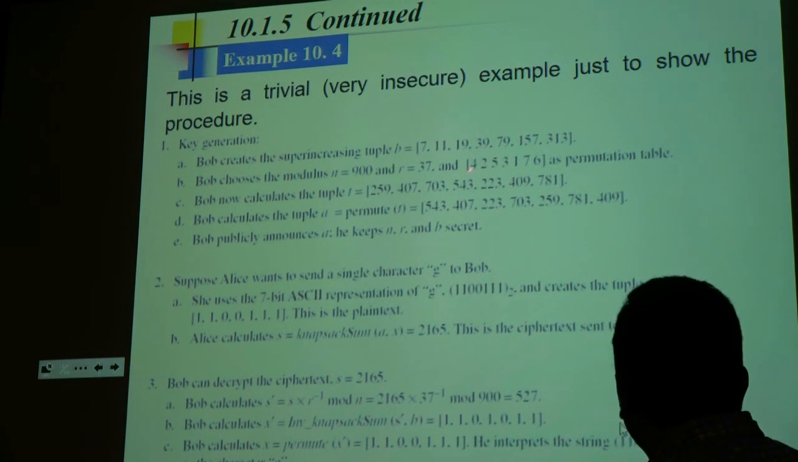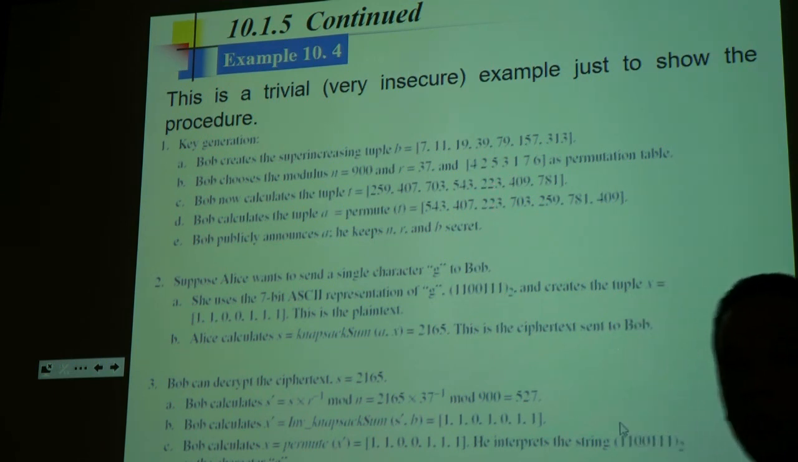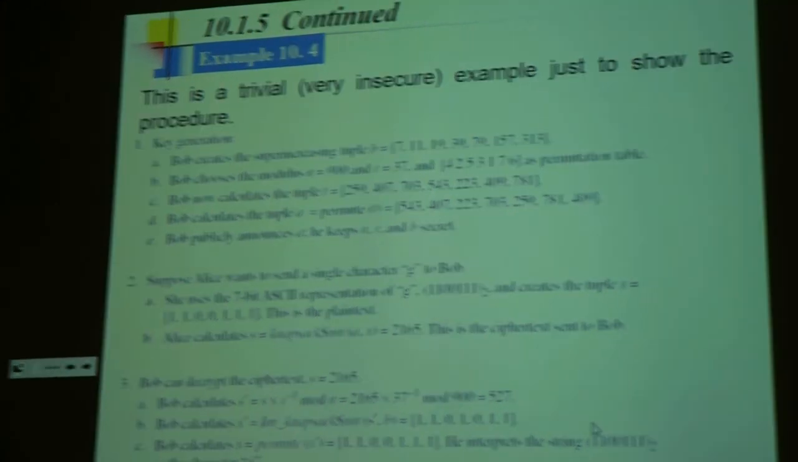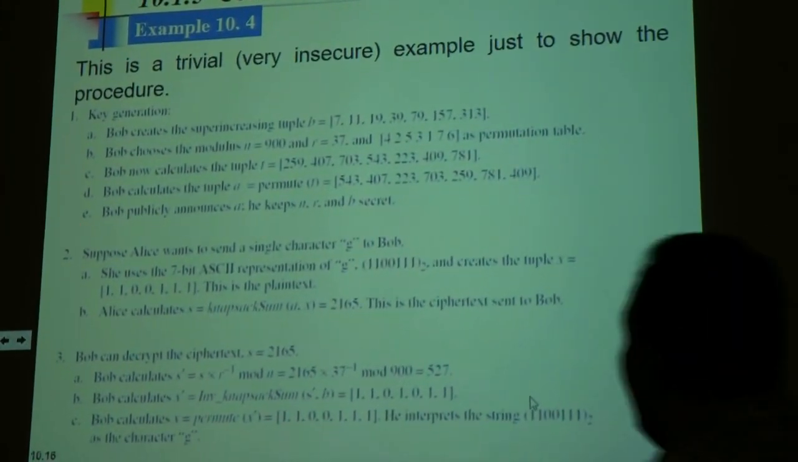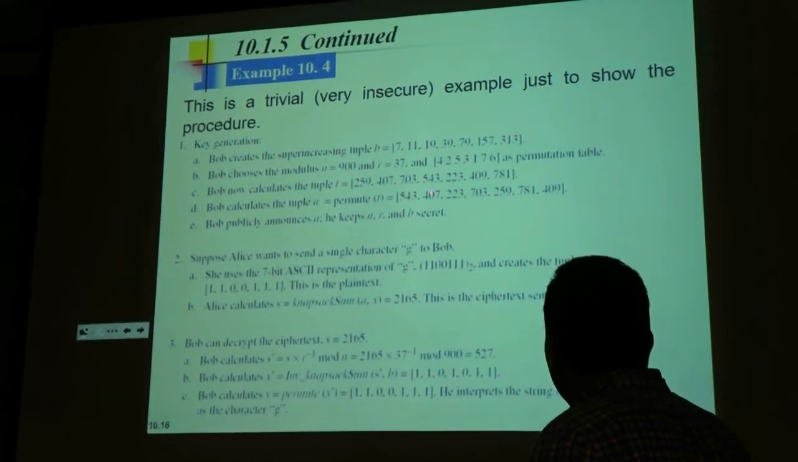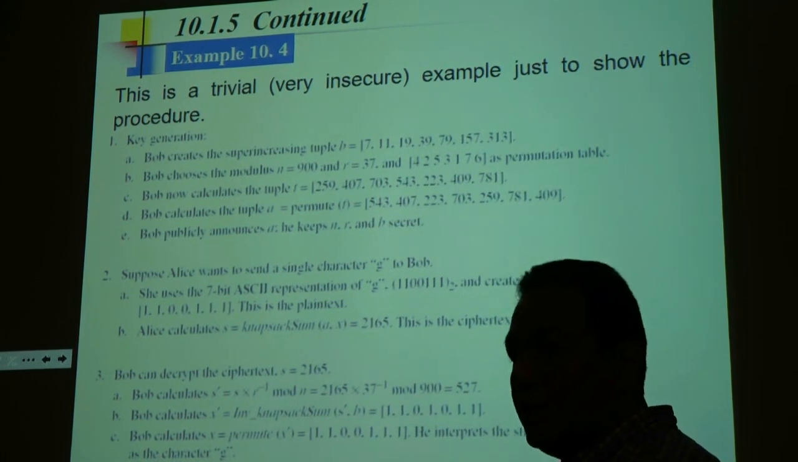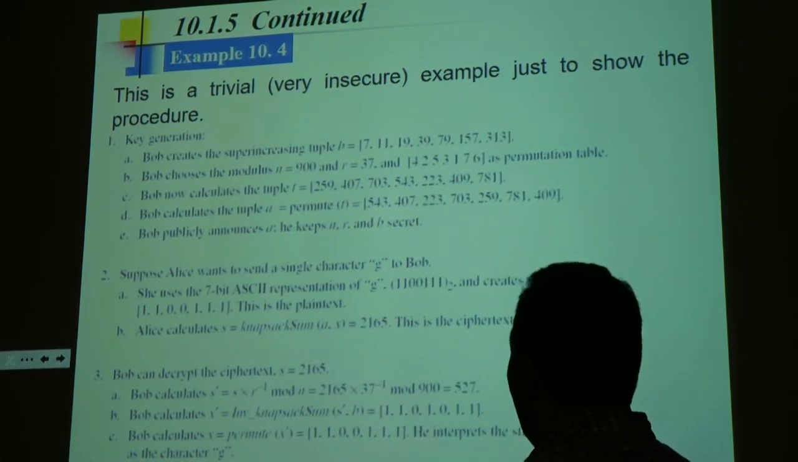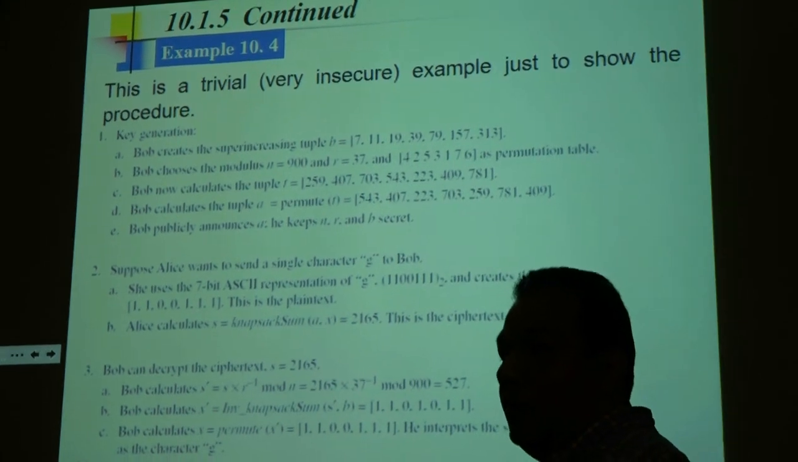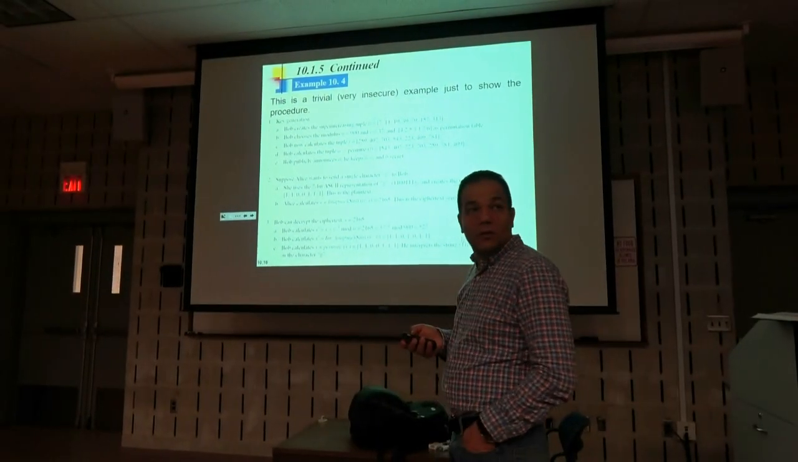What is 5? After 4, 2, 5. 1, 2, 3, 4, 5. 223, and so on and so forth. You permute, you rearrange them, right? And then Bob publicly announces A. This is A. What is A in here? What is A? Is the public key. The public key. What is the private key? B and R and N.